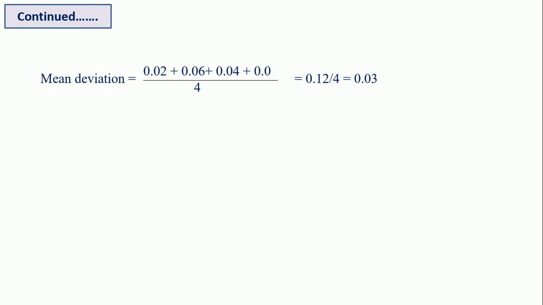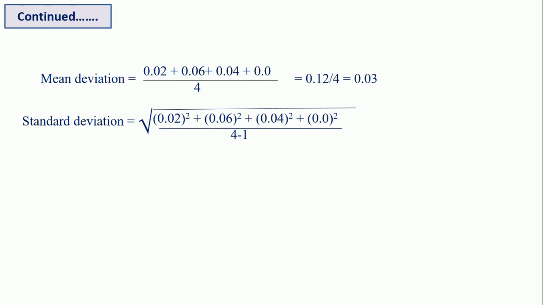So standard deviation is calculated by using the formula: square root, and in that square root the sum of squares of all deviations, divided by 4 minus 1. Why 4 minus 1? So the total number of measurements is 4. So here always take one less than the number of measurements. So therefore 4 minus 1, and the answer is 0.0435. That is called the standard deviation.